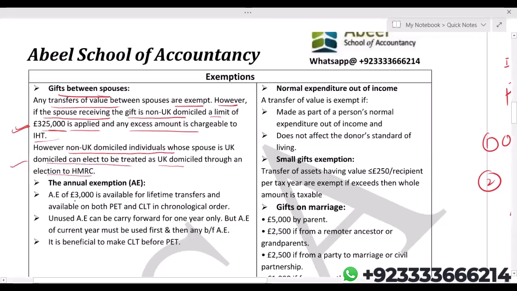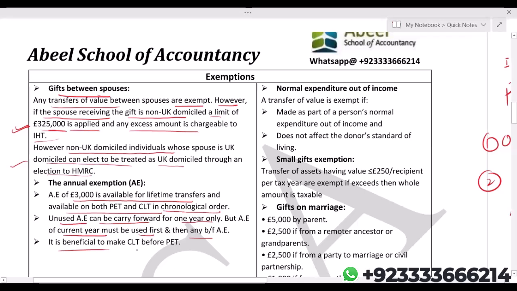Annual exemption is 3,000, available for lifetime transfers, on both PAT and CLT. Look at this chronological order; you can say date wise. Unused annual exempt amount can be carried forward for 1 year only, but the annual exempt amount of the current year must be used first, then the brought forward one.